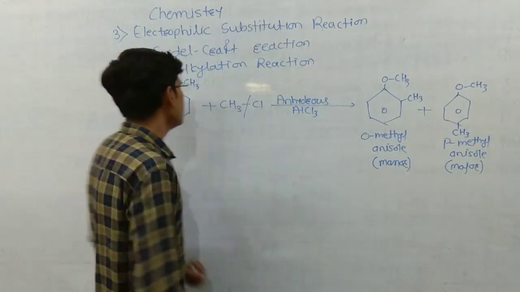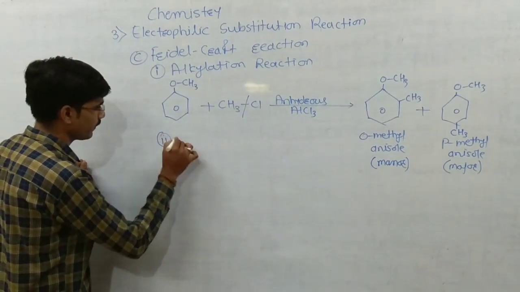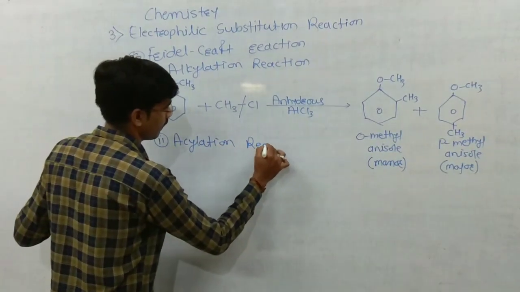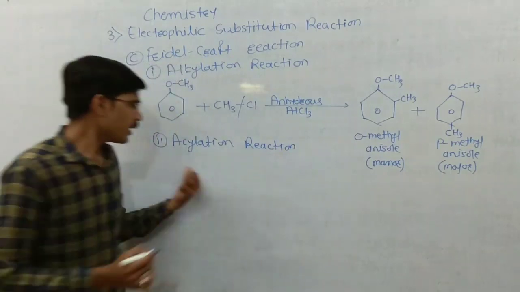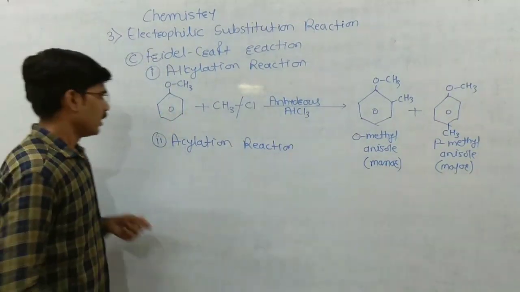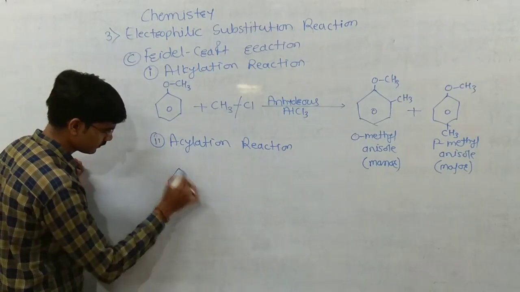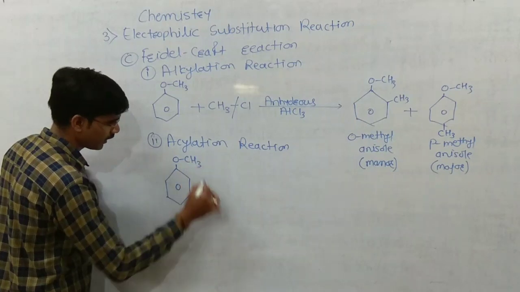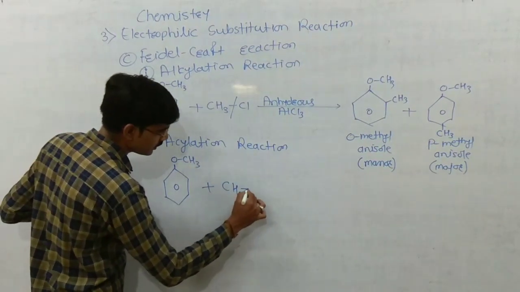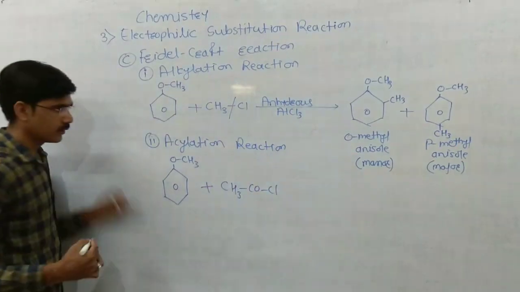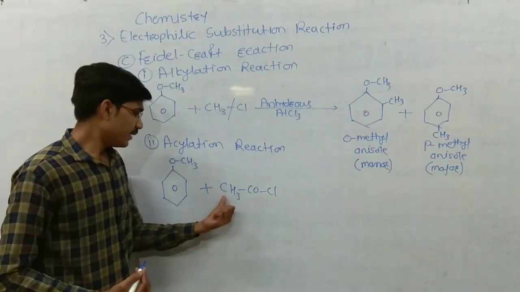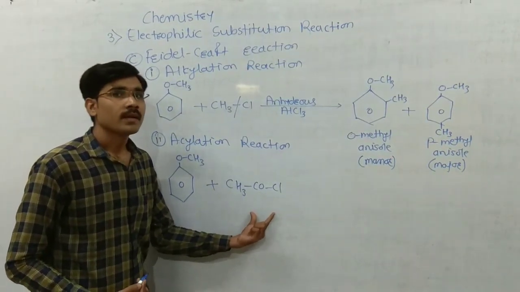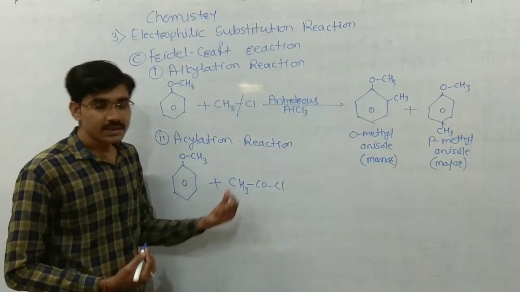First reaction. Now you have seen second reaction, that is acylation reaction. In acylation reaction again we have taken anisole here. It reacts with CH3COCl. What is the name of CH3COCl? The name of compound is acetyl chloride.